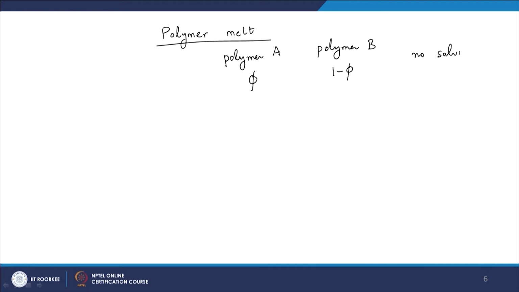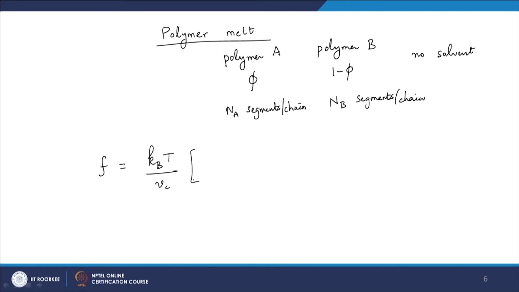So let's say, for instance, I am interested in the behavior of a polymer melt. So polymer melt contains only two species. You have polymer A of volume fraction phi, polymer B of volume fraction 1 minus phi, and we have no solvent. Let us say the polymer A has Na segments per chain, polymer B has Nb segments per chain. We can build the expression of F by simply writing the entropy and interaction terms just like we did for a polymer solution.